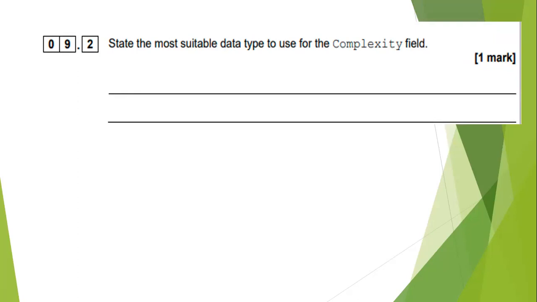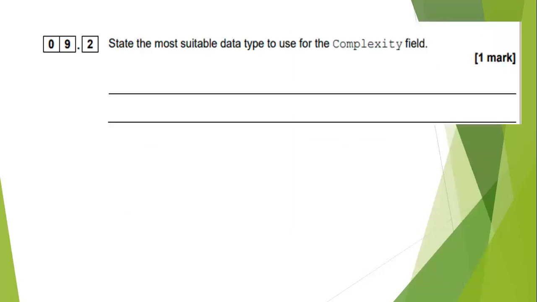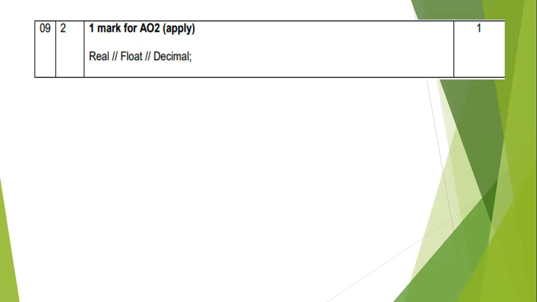Can you go back to the table? Game table ID. So what would be the data type? Numbers. So this one, the complexity field. It is asking about the complexity field, okay? So what would be the data type? You said number? Okay. Real or float or decimal? Now I got it.